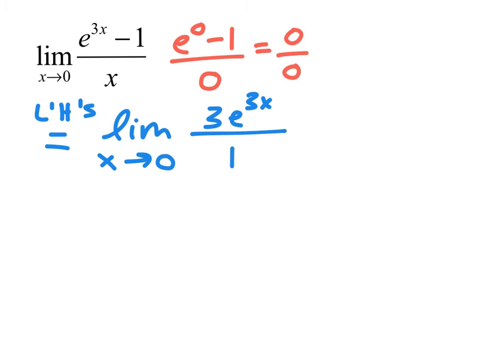So you got to be careful. Don't get this confused with quotient rule. Quotient rule is a completely different rule. It's not dealing with limits. It's just taking the derivative of a rational function. This is not the same thing.